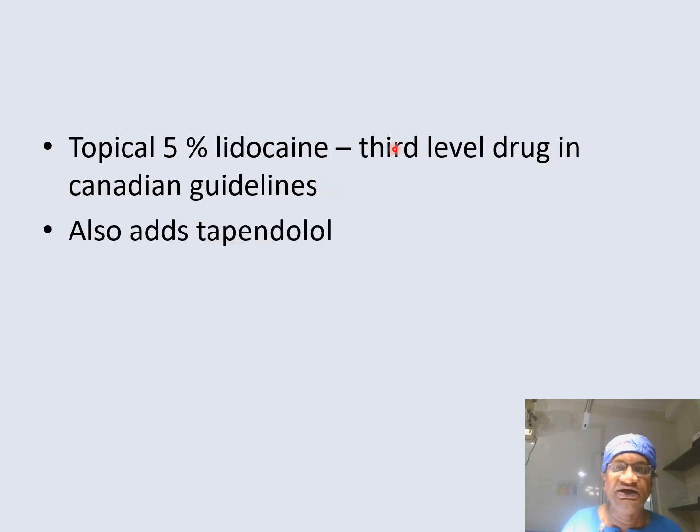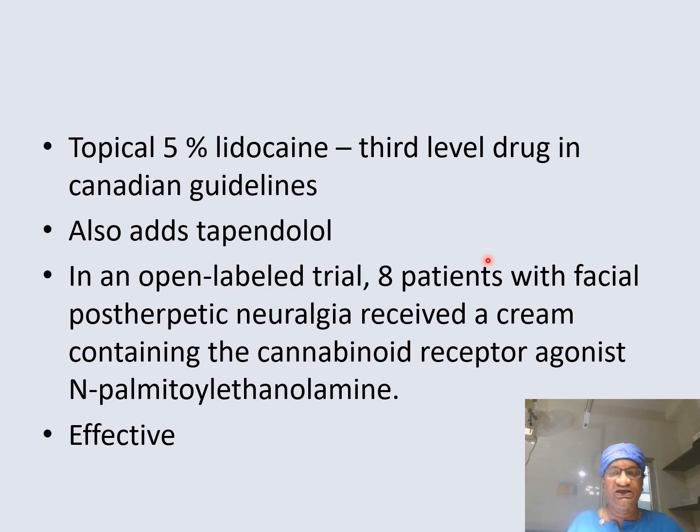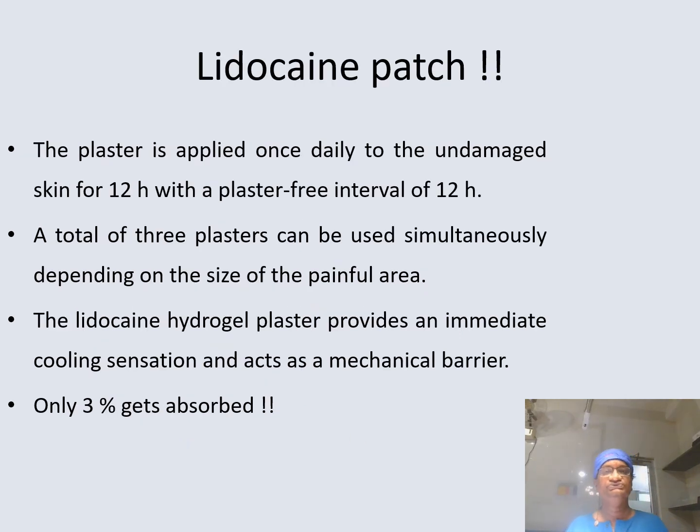Topical 5% lidocaine is the third level in Canadian guidelines, which also add tapentadol. It is the next generation of tramadol, and commonly comes in 50 milligram and 100 milligram. I use 50 milligram HS and then give 50 milligram BD in the afternoon and night. It is slightly sedative. In post-herpetic neuralgia, a cream containing a cannabinoid receptor agonist was effective. So cannabinoid receptors are also involved.